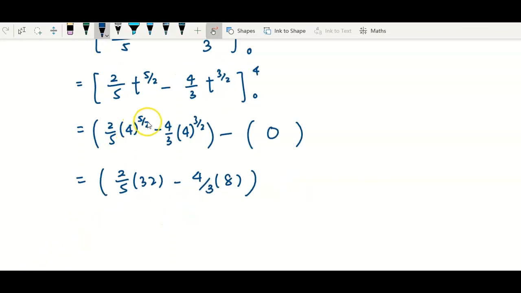You have 4 power of 5 over 2 equivalent to 32, and 4 power of 3 over 2, you get 8. And then with access to a calculator, calculate this, and I have 32 over 15.